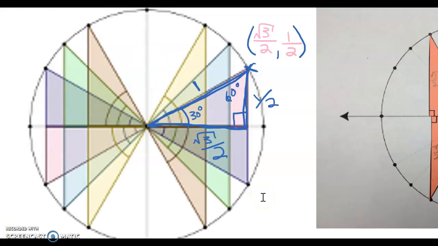Hopefully you got something along the lines of root 3 over 2 for your x value and half for your y value, because our sides represent our rightward movement and our upward movement. In order to get from our origin to this point here, we go over root 3 over 2 units, and we go up half a unit.